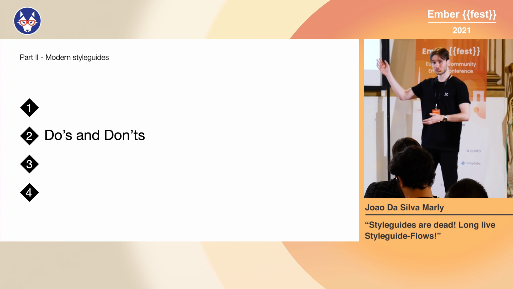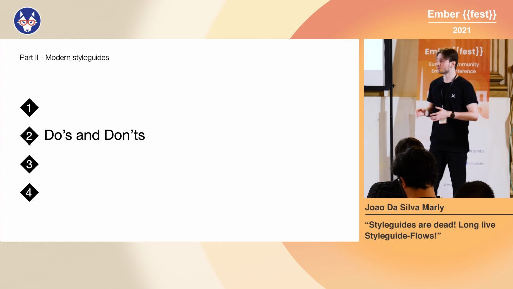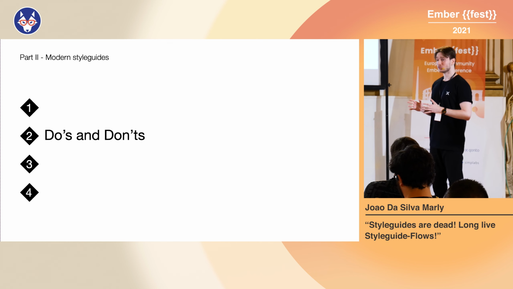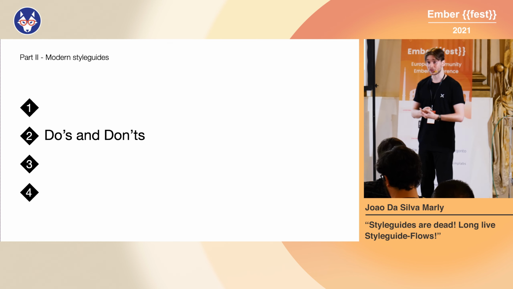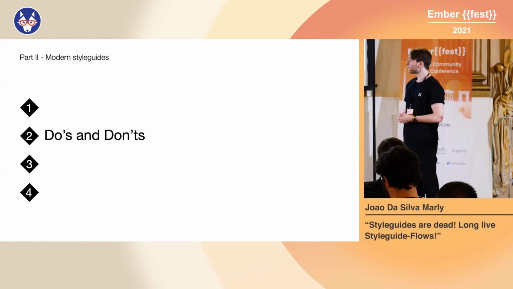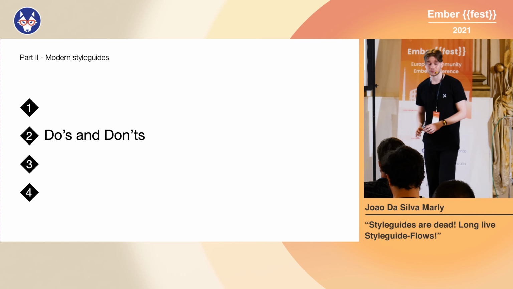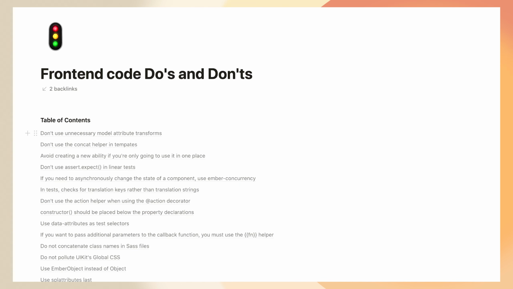Do's and don'ts. Do's and don'ts is a document, a style guide where you just document the pattern that you agreed on with your team, and you make explicit what are the good and the bad syntax. Let's see it together. I'm taking the example of what we use at Qonto. Actually, it's on Notion, but you can use anything you want, if it fits your need.